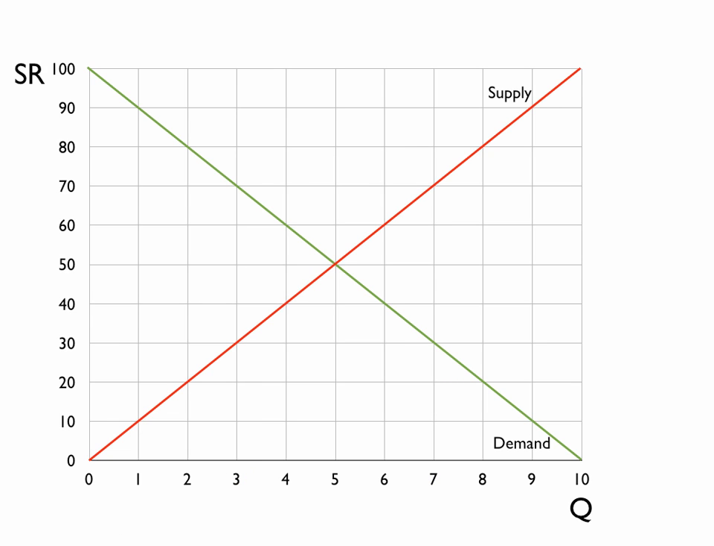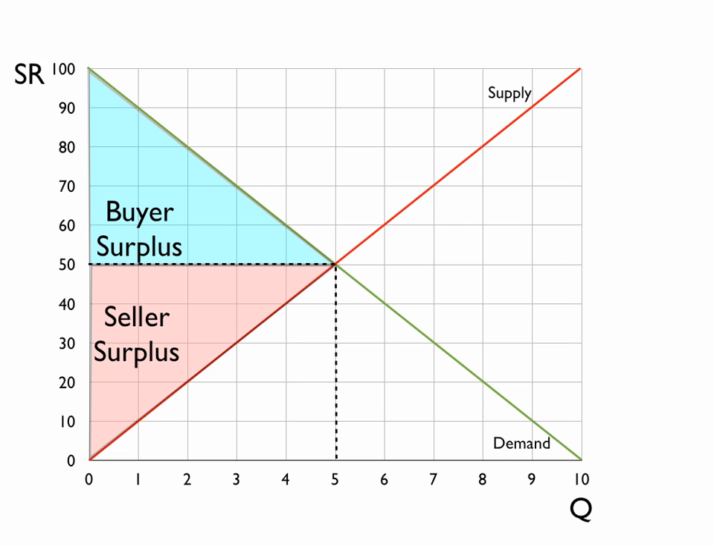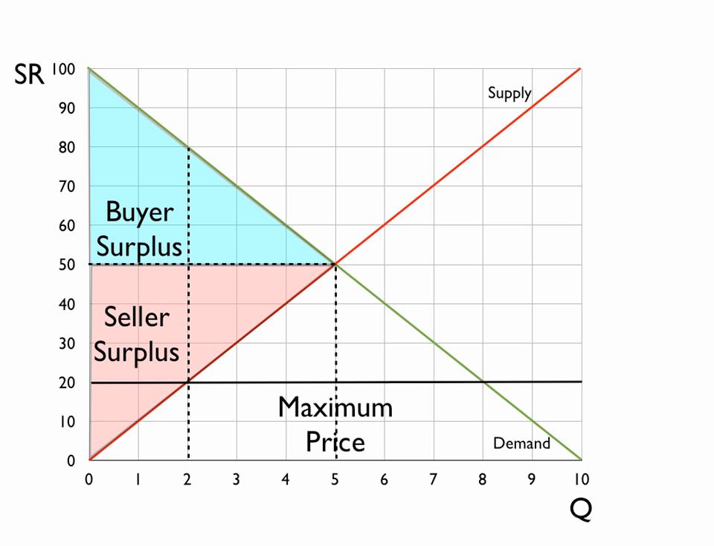All right, let's take a look at another situation where we have supply and demand again. There's our equilibrium point and the consumer, or buyer, and producer surplus. In this case, we look at a maximum price of 20 reals. Under that condition, the new price line would intersect supply at 2 units, and it would intersect demand at 8 units.